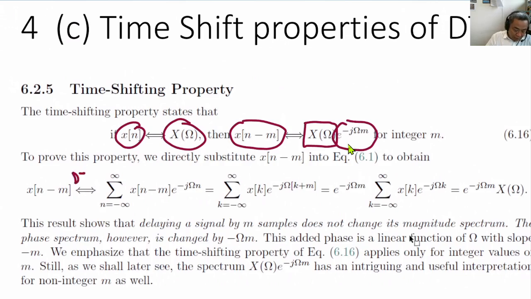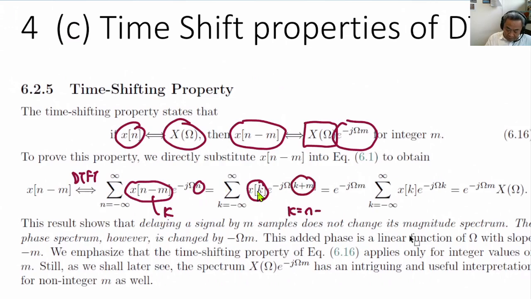This is the discrete time Fourier transform equation. Here is x of n minus m, so we put x of n minus m here. We then substitute this as k, so x of k, and now for all the indices affecting n, to get back n over here, we have to be k plus m, because k equals n minus m, then plus m becomes k again. Okay, so it will be x of k e to the minus j omega (k plus m).